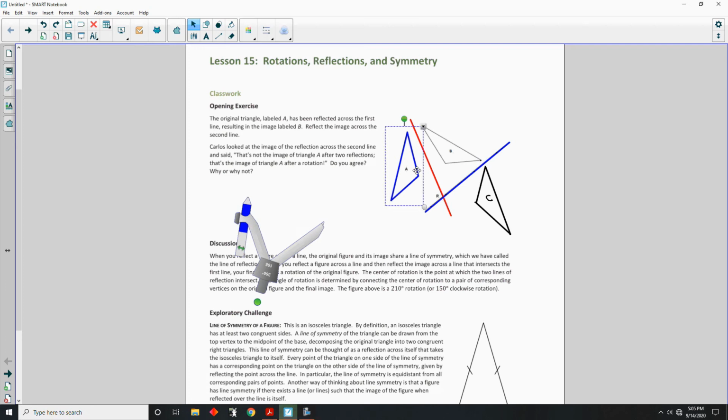So what he's saying is that it's not a reflection twice, it's a rotation. Well, if I rotated this around 180 degrees, would that end up on C?